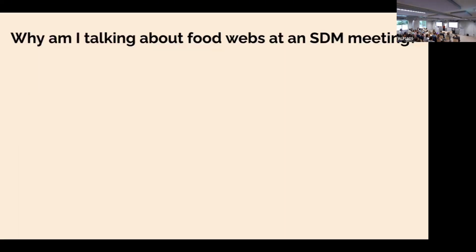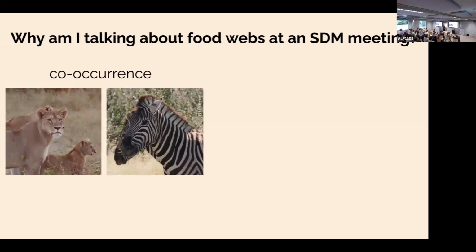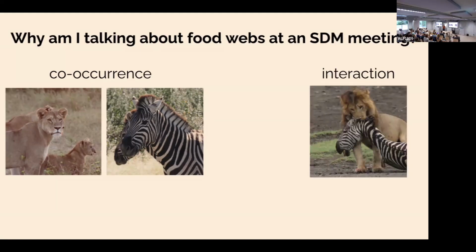so I am going to talk about food webs a lot today. And I did want to start with just this, which is why am I talking about food webs at a species distribution modeling meeting? Basically, species distribution modeling gives us information about habitat species relationships. It also gives us a lot of information about co-occurrence. And this is really cool. This is certainly something we want to know. But it doesn't give us information about interaction. And interaction is also very important.